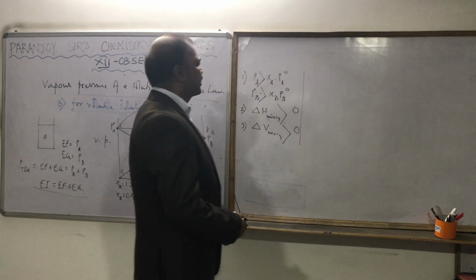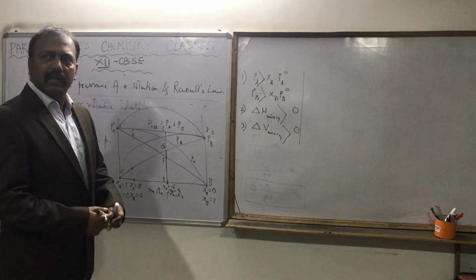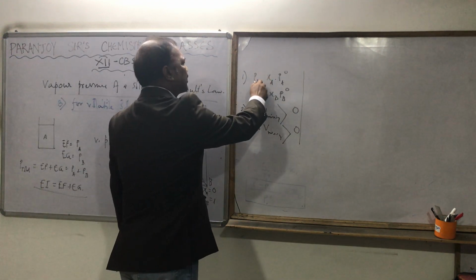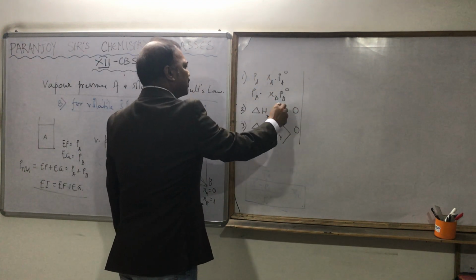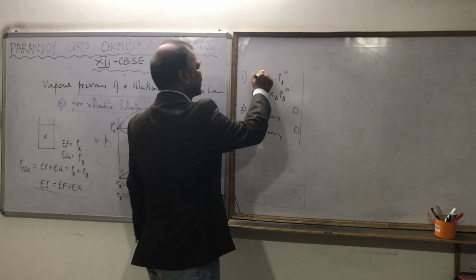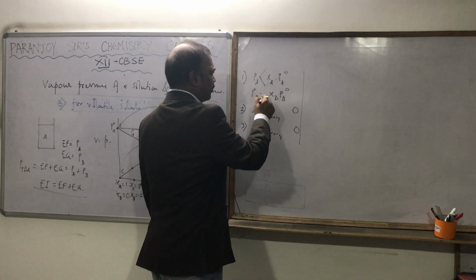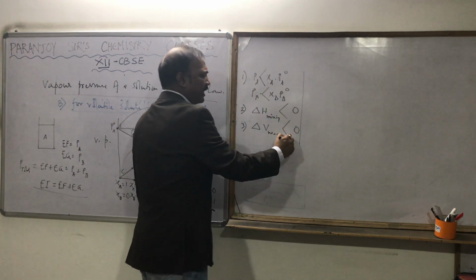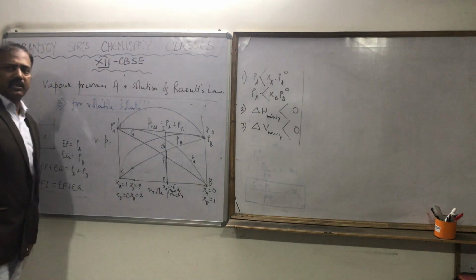Now negative deviation, another way it can deviate. What is negative deviation? Negative deviation means these values should always be less than. That means PA is less than XA into PA0, PB is less than XB into PB0, delta H mixing is less than 0, delta V mixing is less than 0.